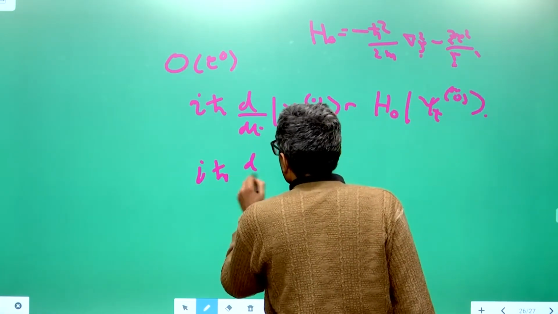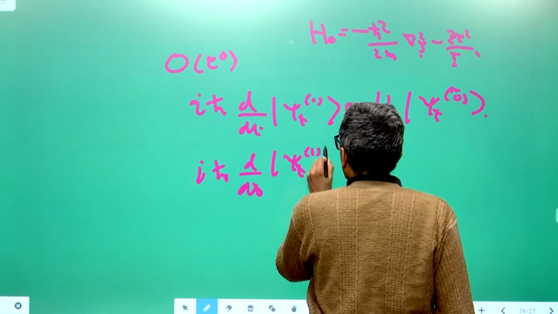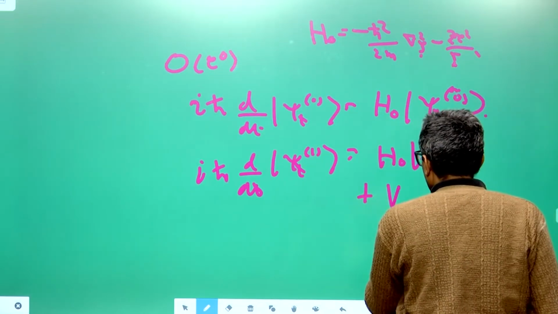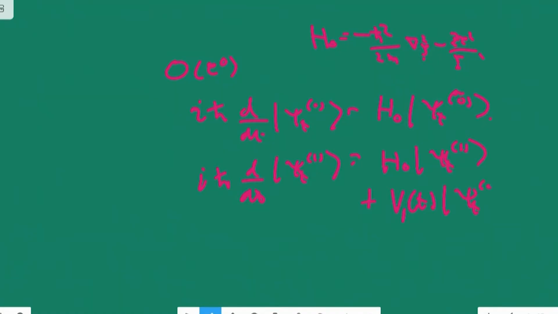Then i h cross d by dt of psi1(t), the order e term, is h0 multiplied by psi1(t) plus V1(t) multiplied by psi0(t). Let us go up to order 2. The order e square term is i h cross d by dt of psi2(t), which is h0 multiplied by psi2(t) plus V1(t) multiplied by psi1(t) plus V2(t) multiplied by psi0(t). So, we solve these equations using standard methods in differential equations.